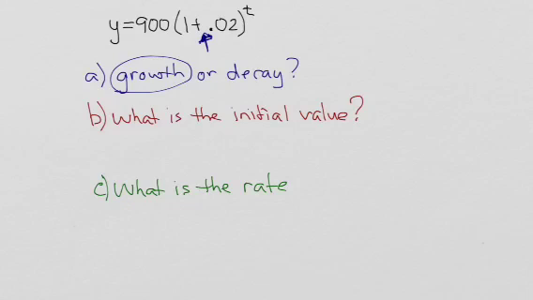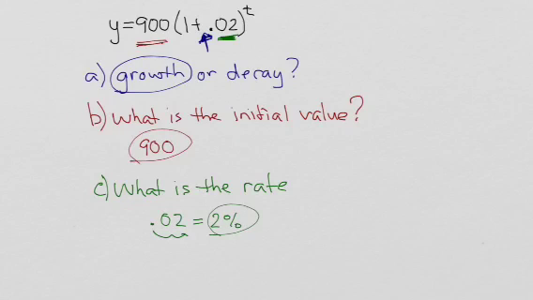All right. Part B, what is the initial value? Well, the initial value is this number here in front of the parentheses. So for whatever situation this is, the initial value was 900, meaning that's how many there were when you started investigating whatever situation this is. All right, then last part, what is the rate? Well, in this one it's easy. The rate's sitting here staring us in the face. It's 0.02, but we have to change that 0.02 into a percent, so we move the decimal 2 spaces, and we end up with a 2% rate.